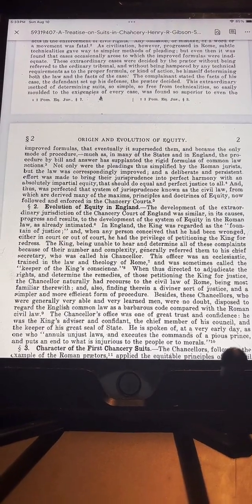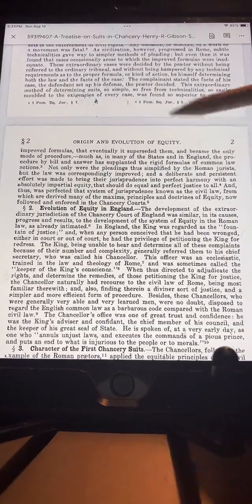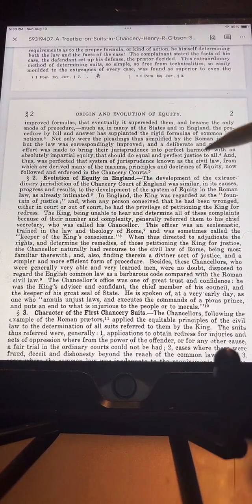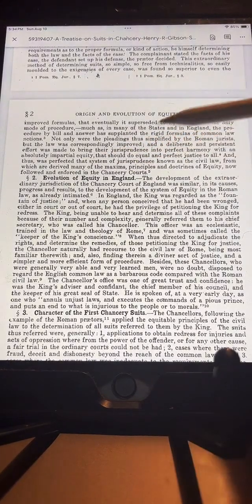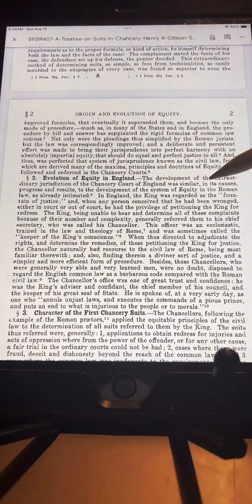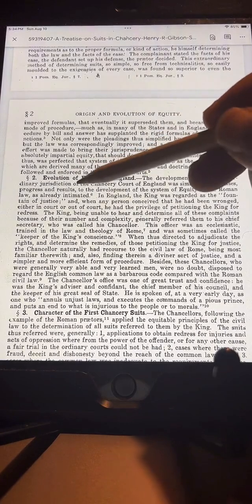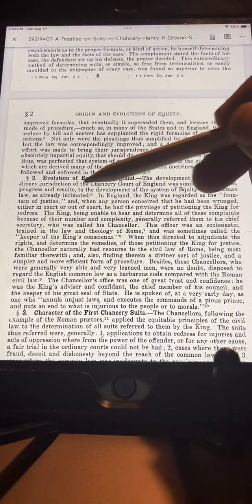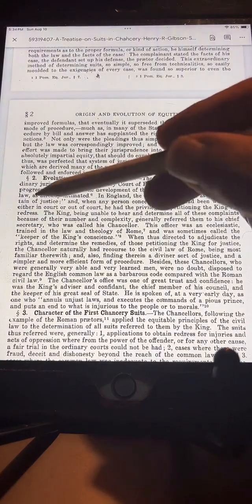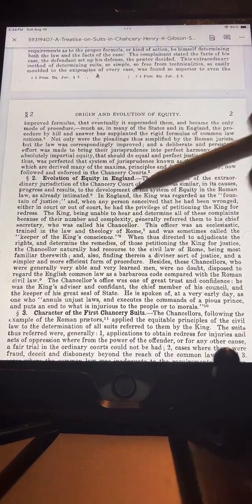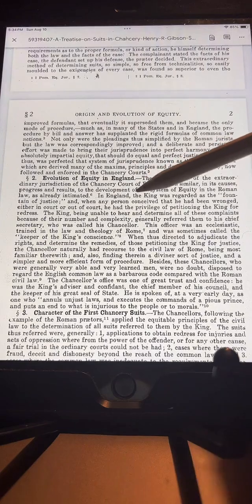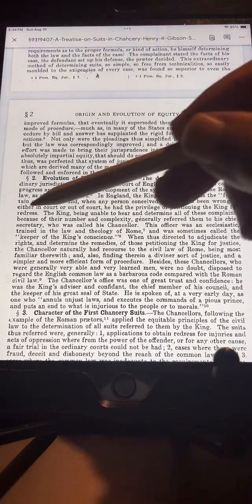So, moving forward. Section 2. Evolution of equity in England. The development of extraordinary jurisdiction of the Chancery Courts of England was similar in its causes, progress, and results to the development of the system of equity in the Roman law. As already intimated, in England, the king was regarded as the fountain of justice, and when any person conceived that he had been wronged, either in court or of the court, he had the privilege of petitioning the king for redress.